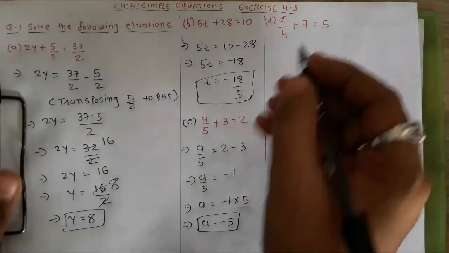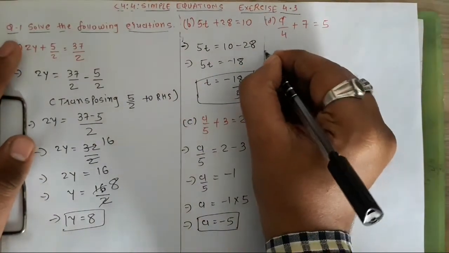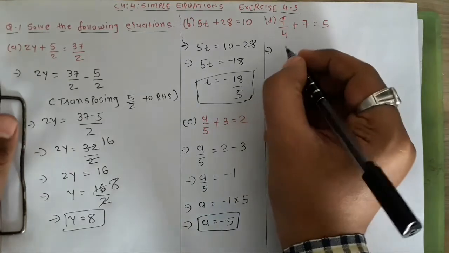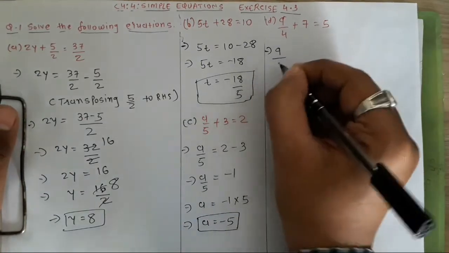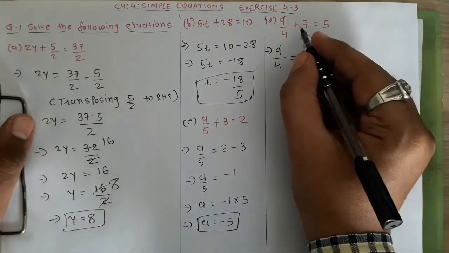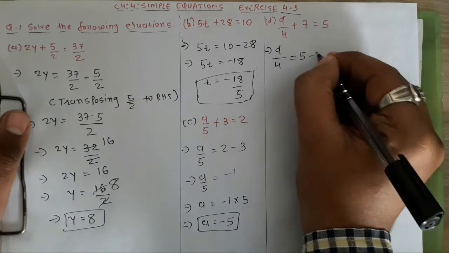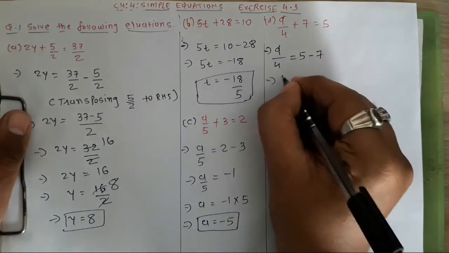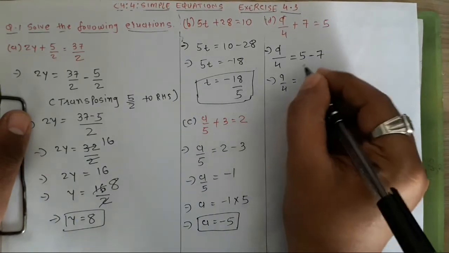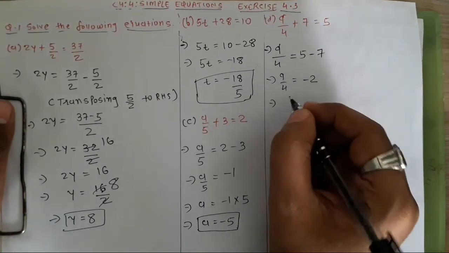Now the next one is q divided by 4 plus 7 is equal to 5. Here the variable is q. Now I have to find the value for that. So here I will write q divided by 4 is equal to, now 7 is positive, if I take it to the other side, it will become negative. So 5 minus 7. Now q divided by 4 is equal to 5 minus 7, we all know, minus 2.